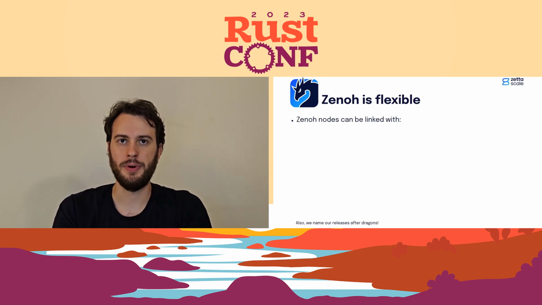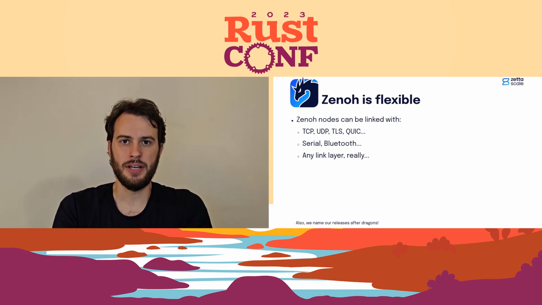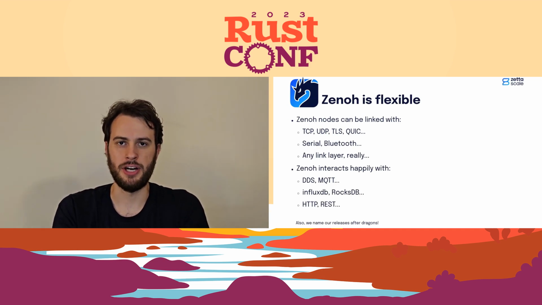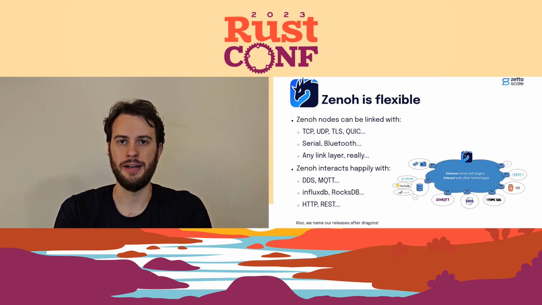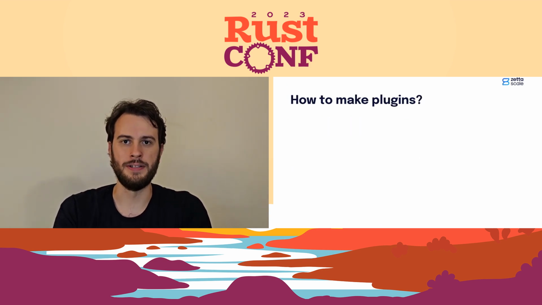Its self-healing network can be linked with anything from IP transports such as TCP or TLS to non-IP links such as serial, Bluetooth, shared memory, anything you like, really. Zeno is also very happy to interact with other technologies, other pub/subs, databases, or even just the web in general. The way Zeno does that is through plugins, and as the designer of its plugin system, I've contended with ABI a lot. So how do you make a good plugin system?